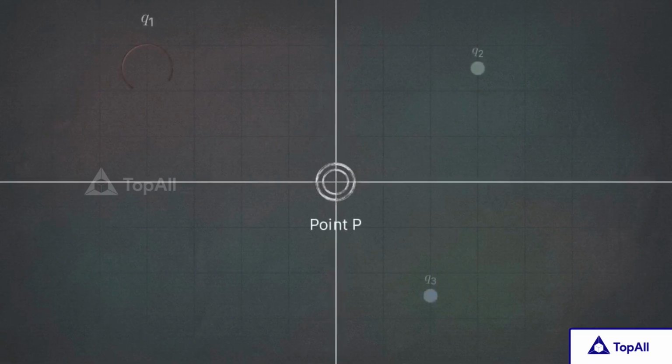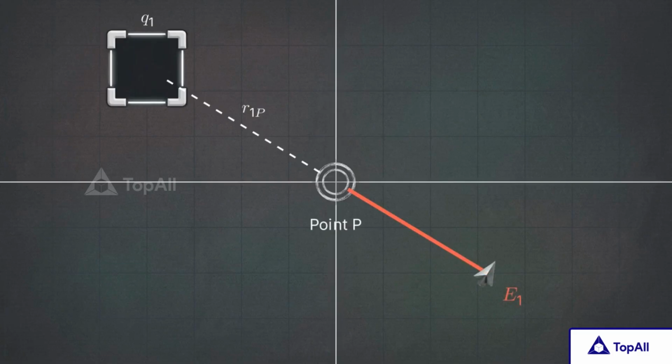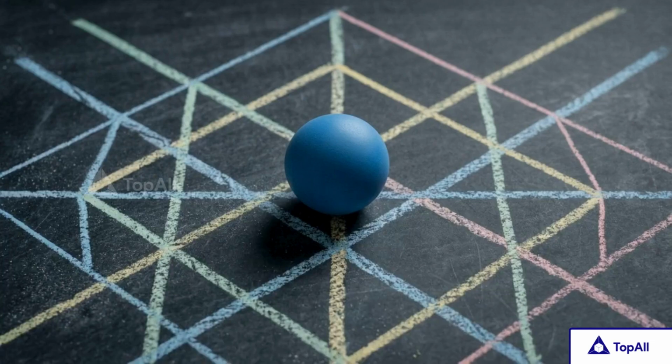To solve for the net field, we freeze the environment and isolate just the first source charge, Q1. We define the distance and direction from that charge to our coordinate using a position vector, R1P. Using Coulomb's law, we calculate the electric field vector generated by Q1 alone. We represent this as E1, an arrow projecting from point P. This vector represents the exact force a unit positive test charge would experience if Q1 was the only source in the system. By isolating this single charge, we have established the first mathematical block of our environmental map.